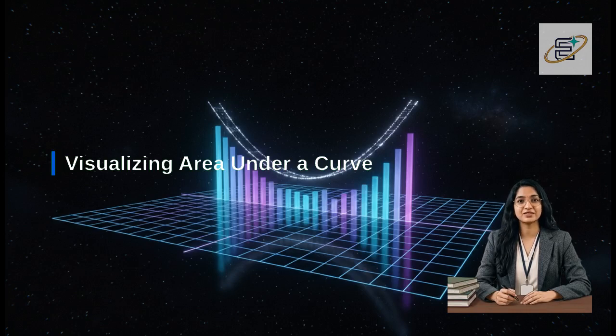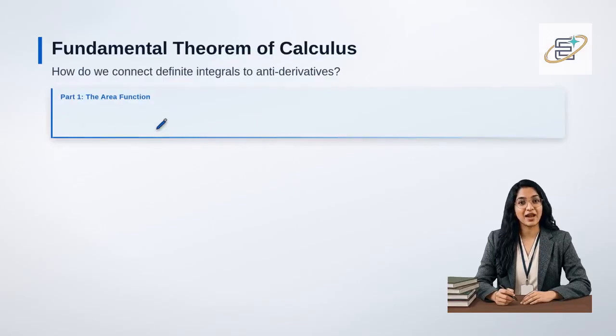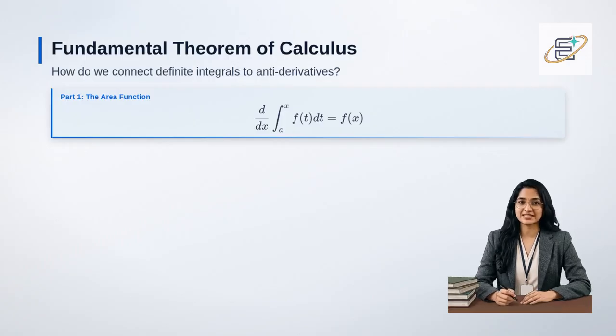Fortunately, there is a mathematical shortcut that changes everything, and it bridges the gap between derivatives and integrals. This brings us to the fundamental theorem of calculus, the most important rule in calculus I. Part 1 of the theorem defines the area function. It states that if you take the derivative of an integral from a constant to a variable x, you simply get the original function back.